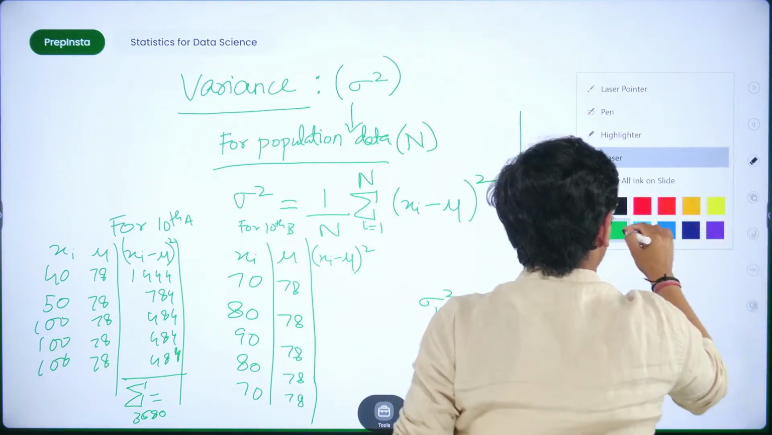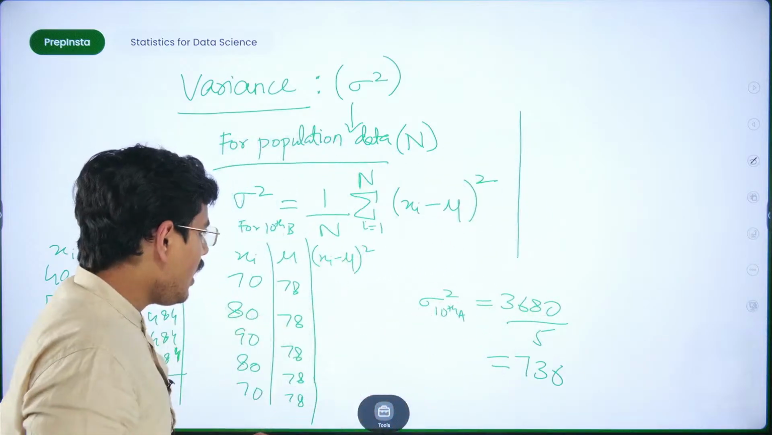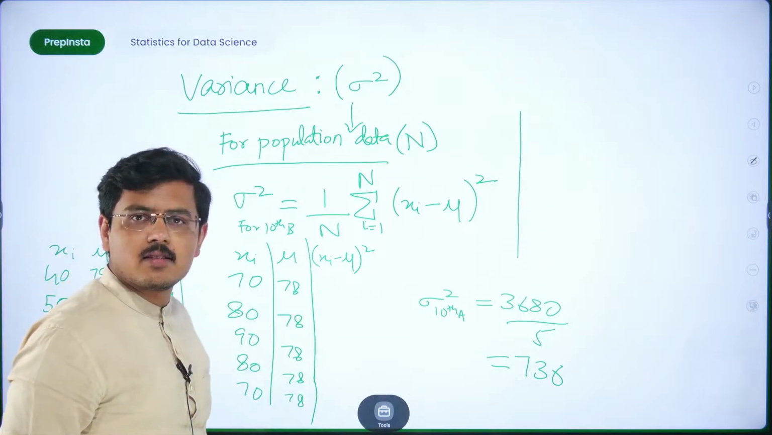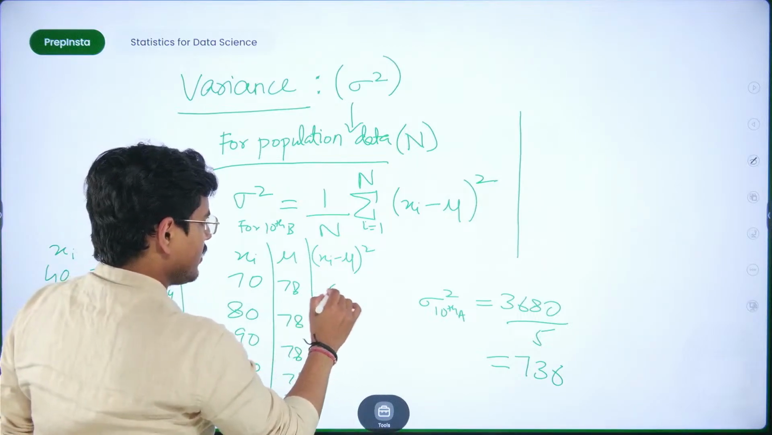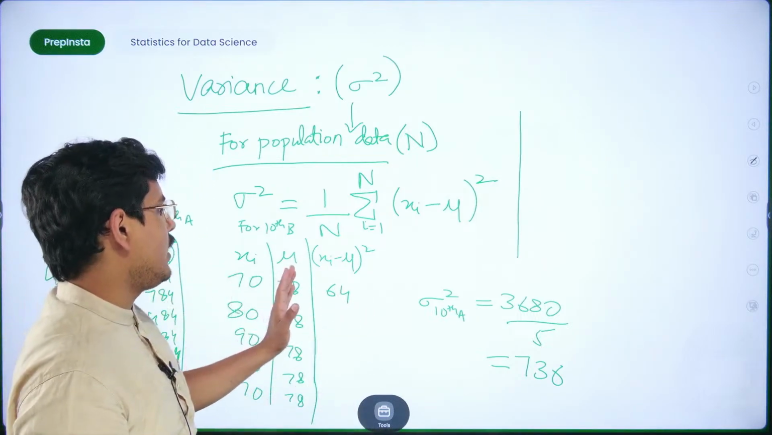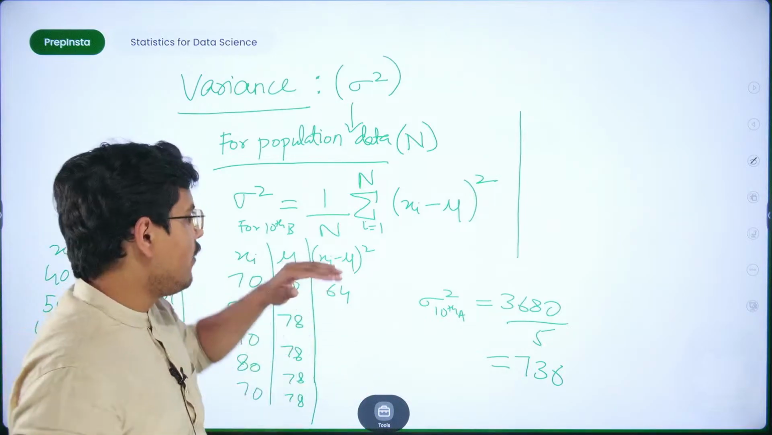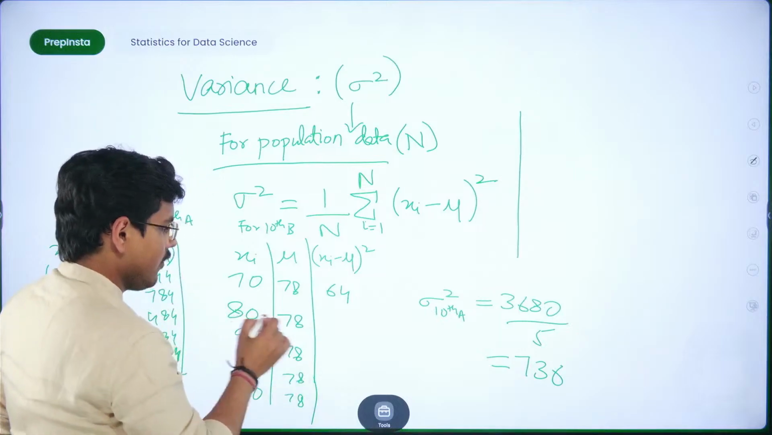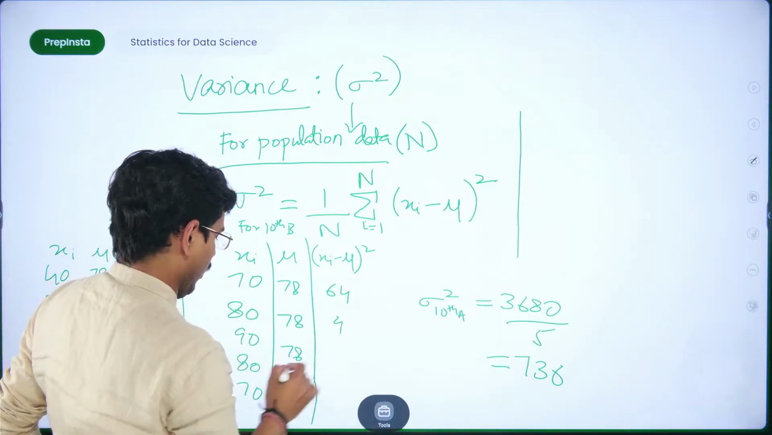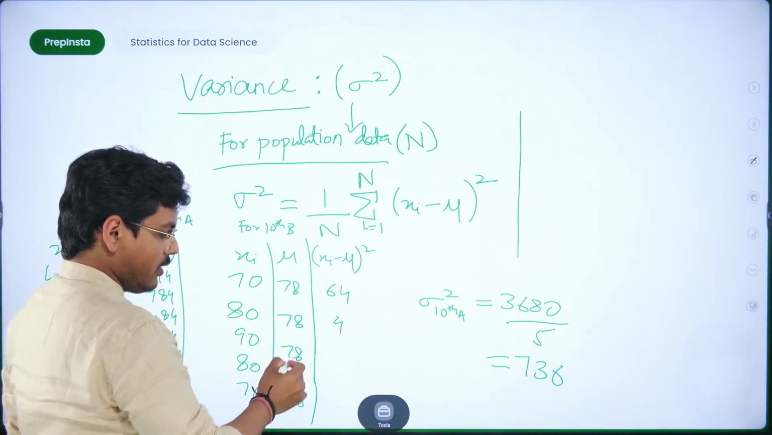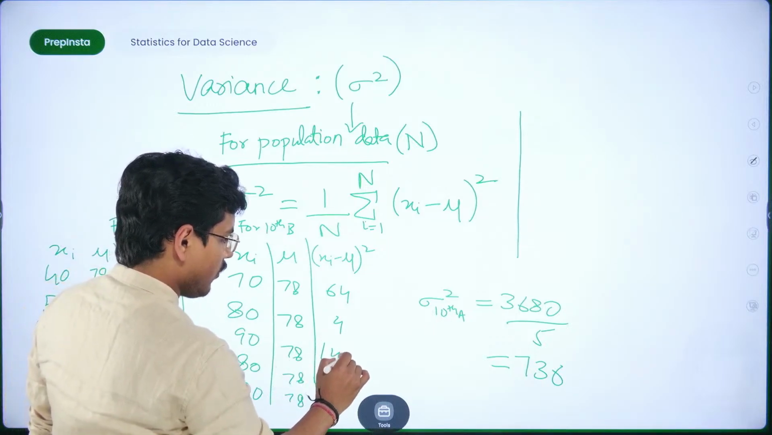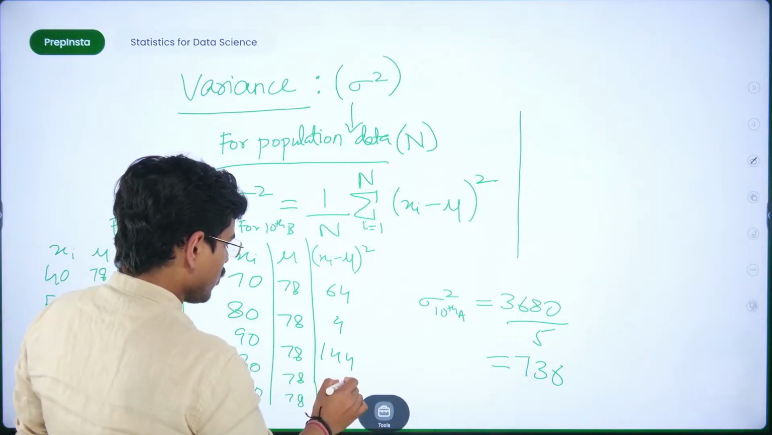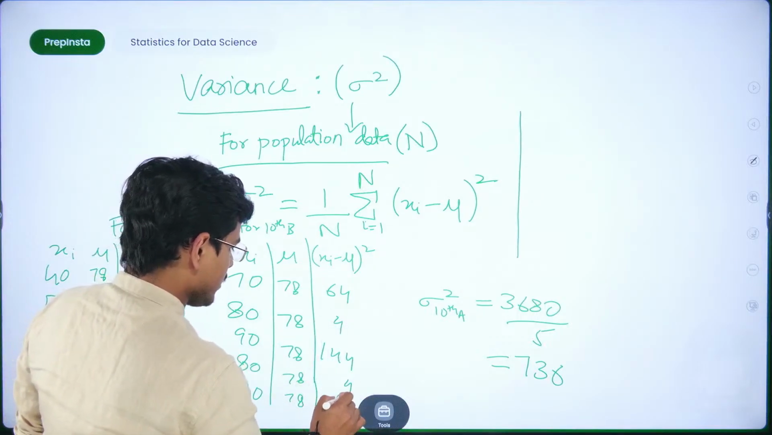Now see here. If I try calculating this, 70 minus 78 is minus 8. When you square the minus 8, the negative gets cancelled. You get 64. When you do it here, you get 4. 90 minus 78 is 12. Squaring 12 is 144. 80 minus 78 is 2, square is 4, and 70 minus 78 is 64.